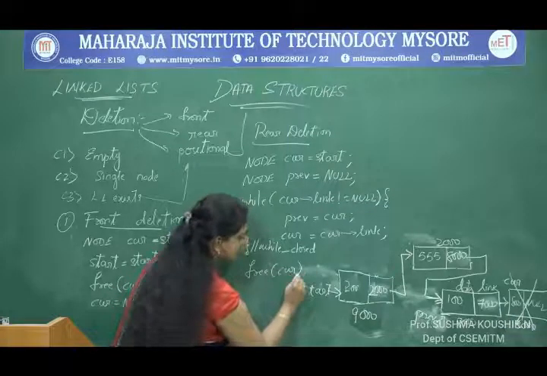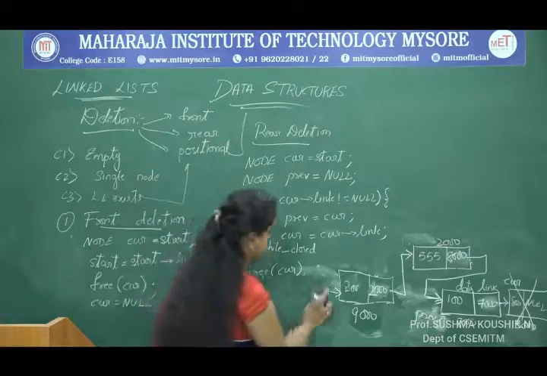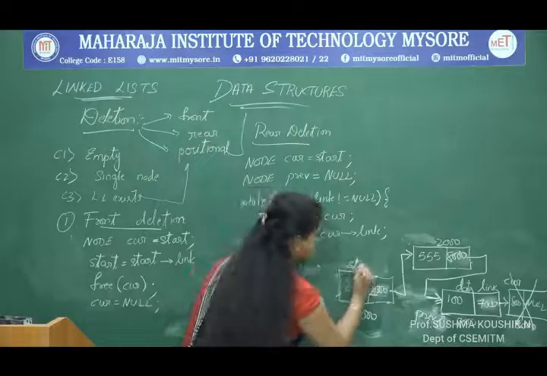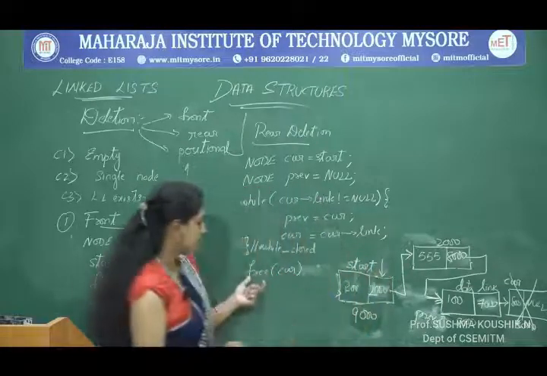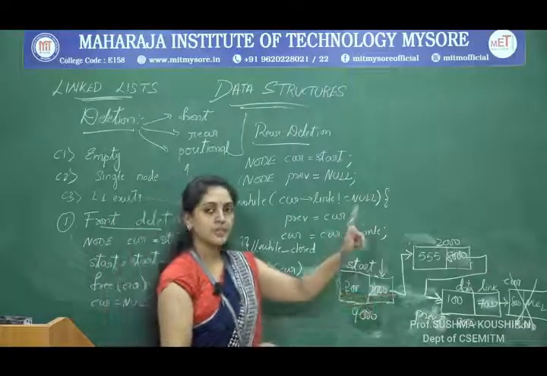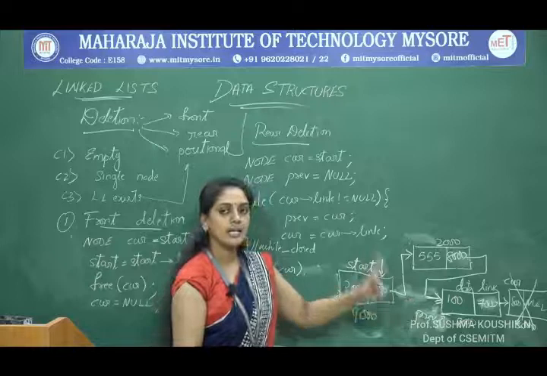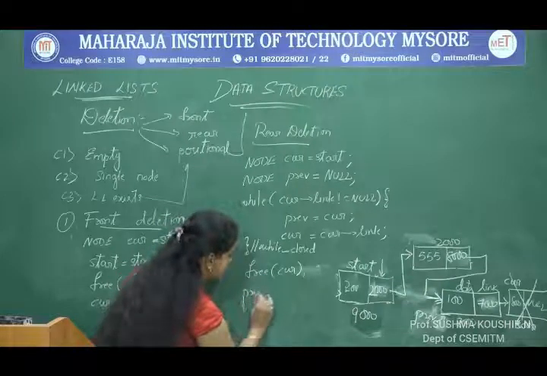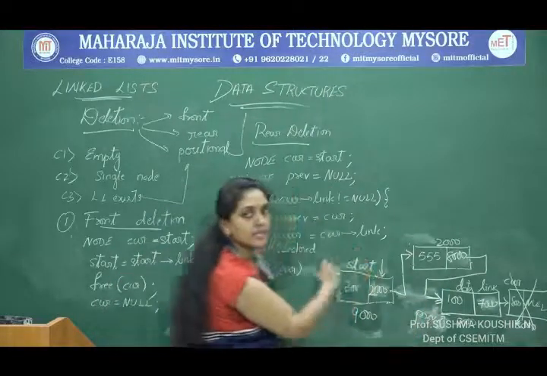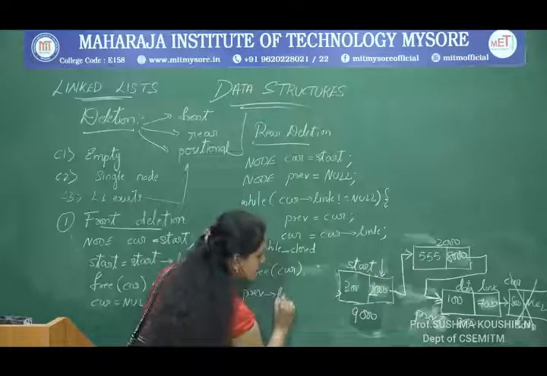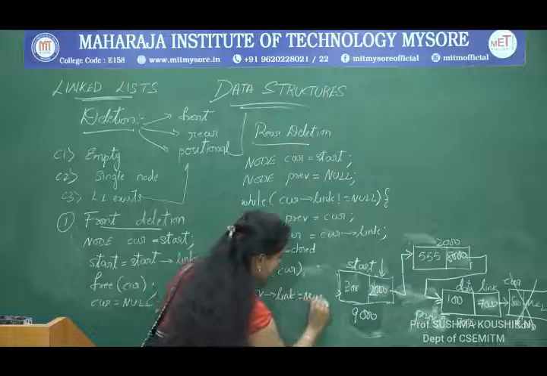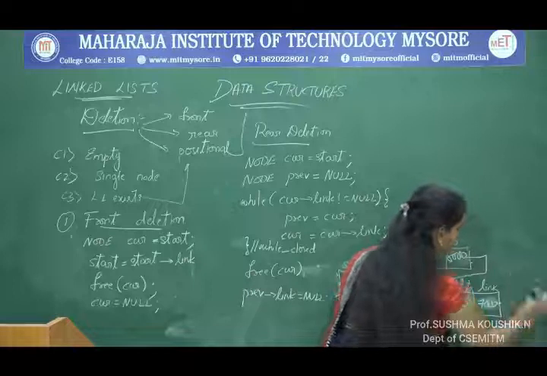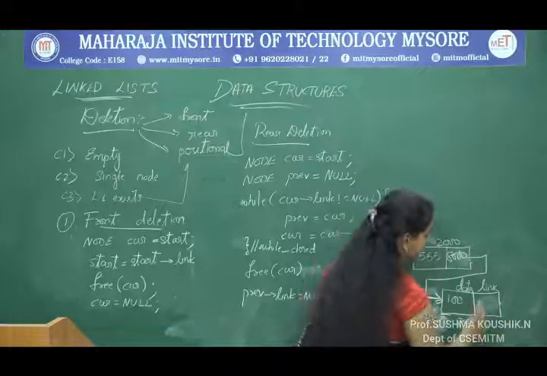Okay, free the current. The start is disturbing us, we shall make it here. So start is pointing to the first node. Okay, so we have freed the current node, and we should also make sure that the previous node's link field is null. So previous of link is null. So the previous node is held by the prev pointer. So previous of link is equal to null. So this line will delete this particular node, and it will make the link field of this as null.